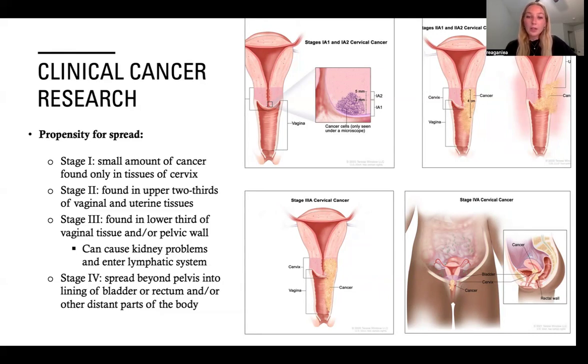In stage three, it's found in the lower third of the vaginal tissue or the pelvic wall. And typically in this stage, this is where you can start to see kidney problems as well as it entering the lymphatic system. And then in stage four, this would be more aggressive. This is when it tends to spread beyond the pelvis into the lining of the bladder or rectum or other distant parts of the body.